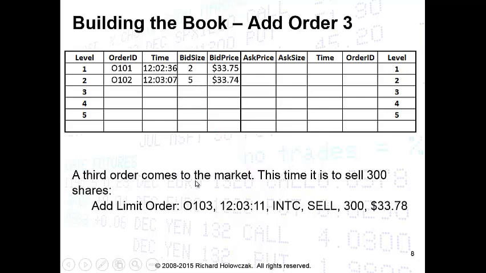All right, a third order comes to the market, and this time it's to sell 300 shares. So the trader has said, I want to sell 300 shares of Intel, and my asking price is going to be $33.78. So I'm going to accept anyone who wants to give me $33.78, I will sell my 300 shares to them. And because this is a sell order, it's going to go over to the ask side of the book.